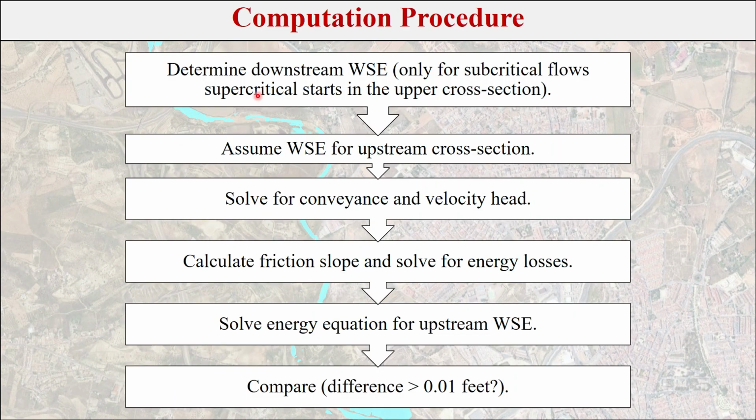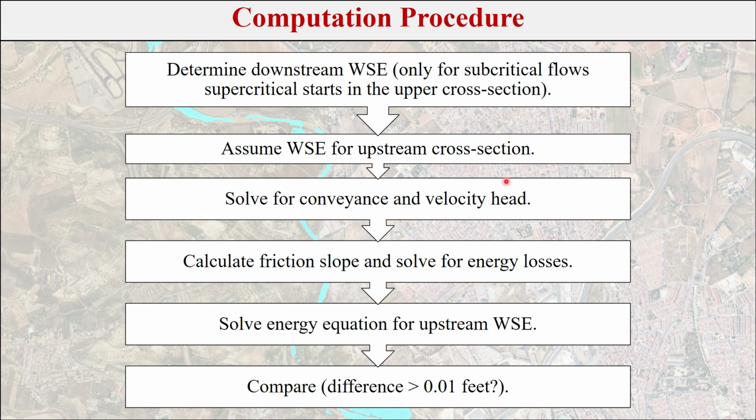Now let's talk about the computation procedure. In the computation procedure, we first of all have to determine the downstream water surface elevation in case of subcritical flow; for supercritical flow, the computation starts at the upstream cross section. After determining the downstream water surface elevation, we assume the water surface elevation for upstream.